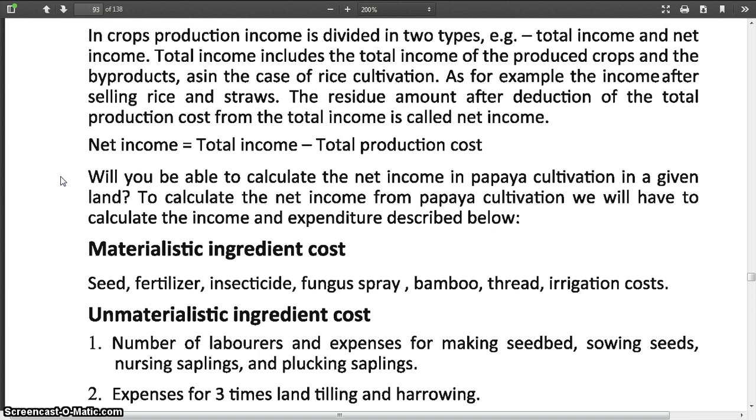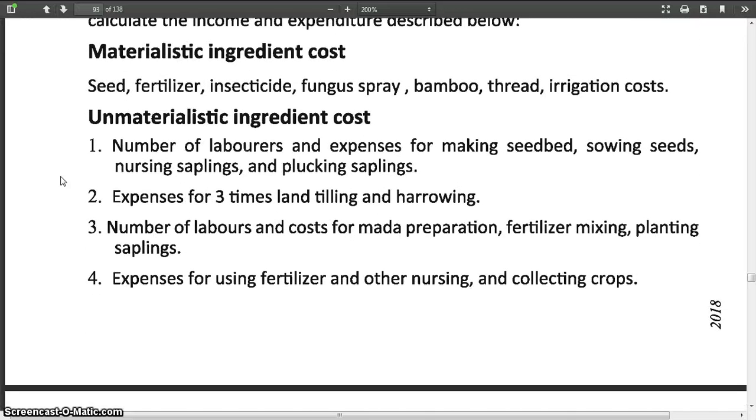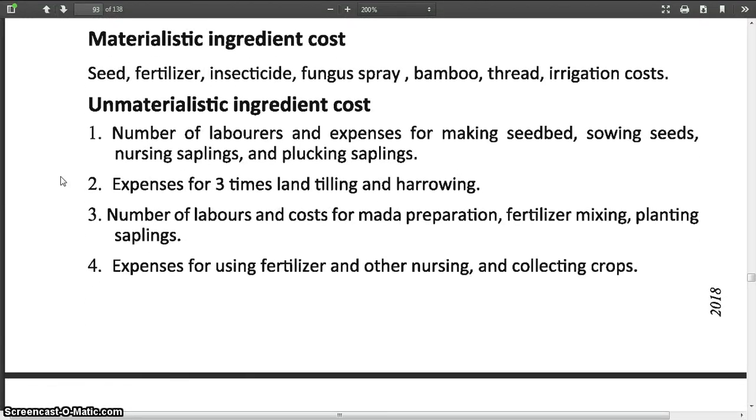Will you be able to calculate the net income in papaya cultivation in a given land? To calculate the net income from papaya cultivation, we will have to calculate the income and expenditure described below. Materialistic ingredient cost: seed, fertilizer, insecticide, fungus spray, bamboo thread, irrigation cost.